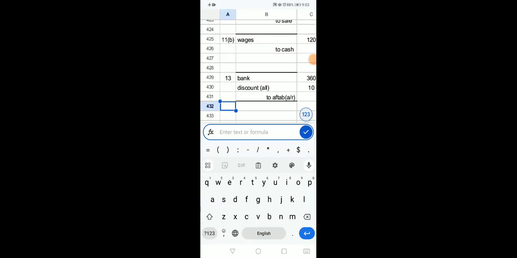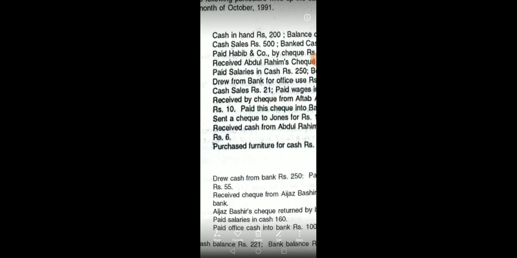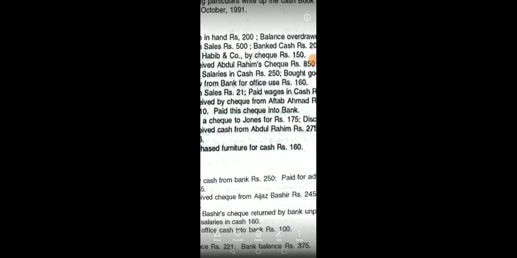Let's see what is next for us, and that is entry number 16. So you will go and mention the date 16 over here. Now what is 16 saying? Sent a check to Jones for rupees 175 and discount. What the entry is saying, sent a check to Jones. It means you have issued a check to Jones.